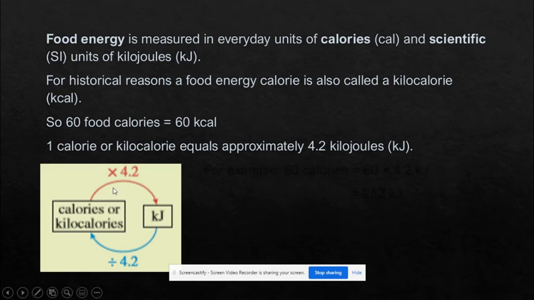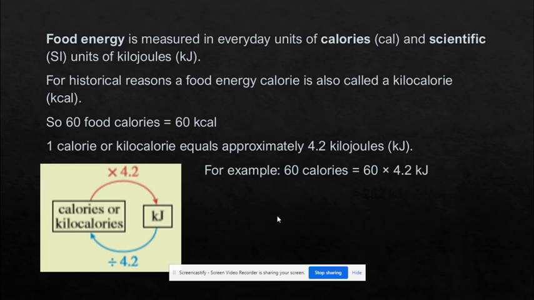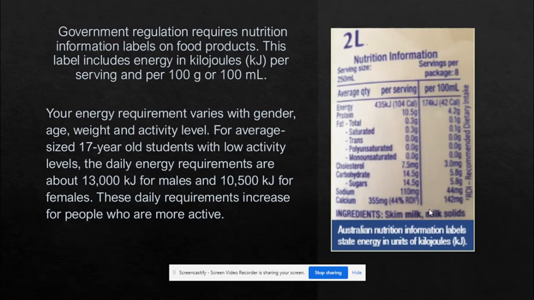If you could also draw this diagram, pause me and draw this diagram, good idea. Let me show you, for example. If we have 60 calories, we times them by 4.2, and how many kilojoules do we get? 252 kilojoules. So that's how we work that out. All right. Let's have a look at another example.